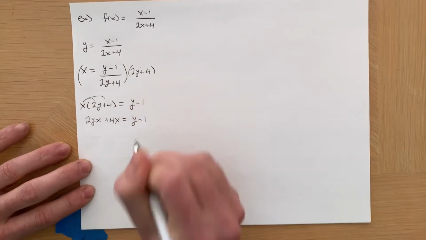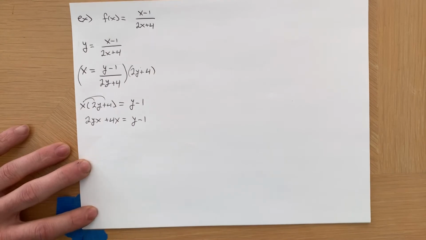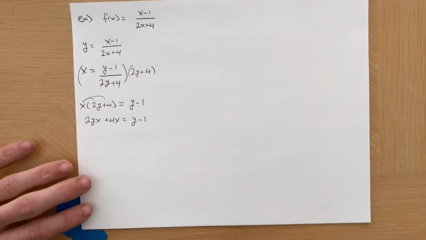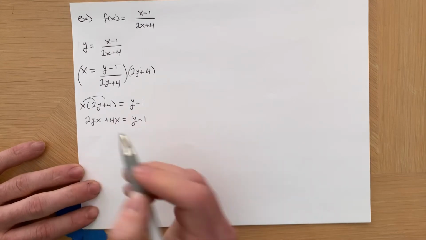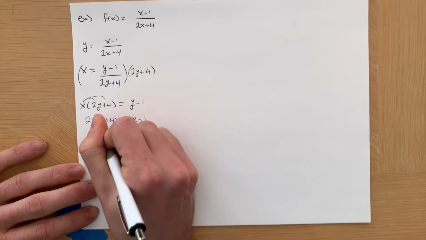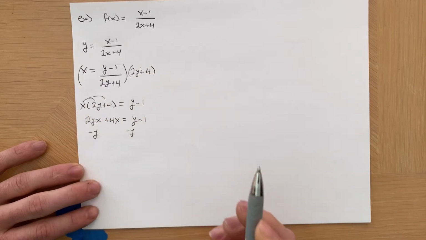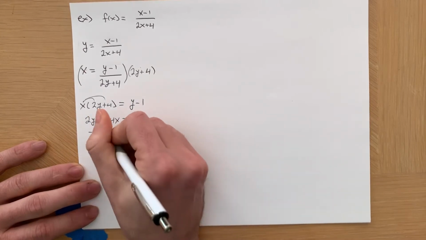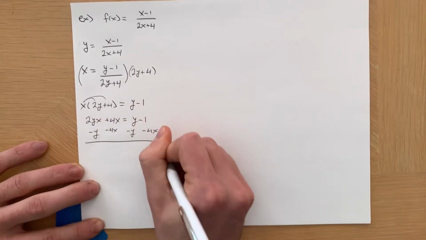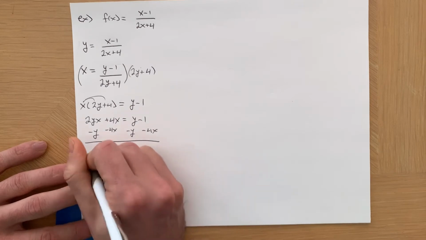And remember, what we're trying to do here is solve for y. So get y on one side, everything else on the other side. So let's get the y's on the same side. We'll move this y over to the left, subtract the y, and also let's move this 4x over to the right. So subtract the 4x, subtract the 4x. So we're going to have 2yx minus y.